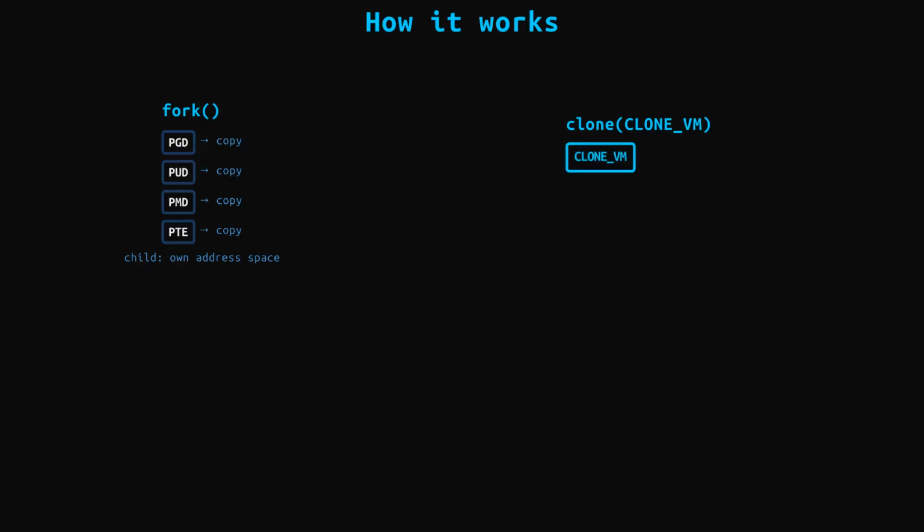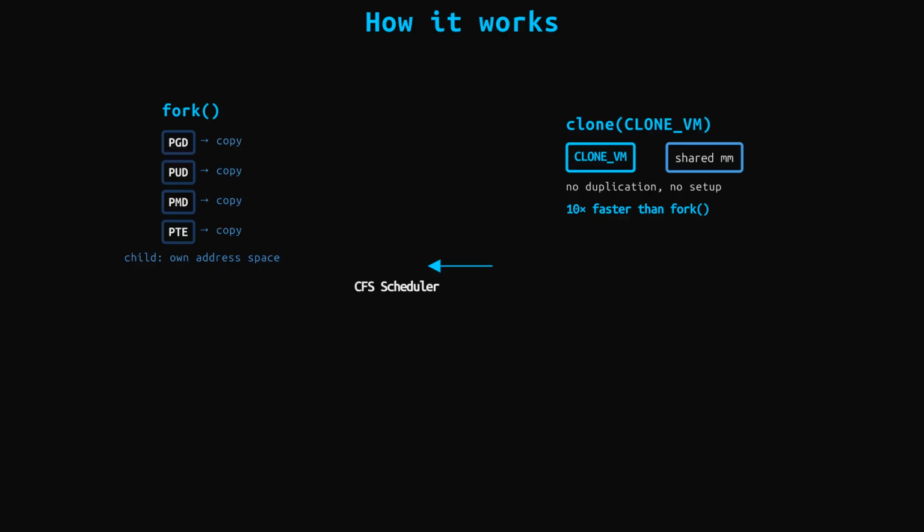When you spawn a process, the kernel calls fork. It copies the entire page table tree, every level, every entry. Your child process gets its own address space before it runs a single instruction. Threads skip all of that. They call clone, with one flag, CLONE_VM. That tells the kernel to share the existing address space instead of copying it. No duplication, no setup. That's the entire reason thread creation is 10 times faster than fork.